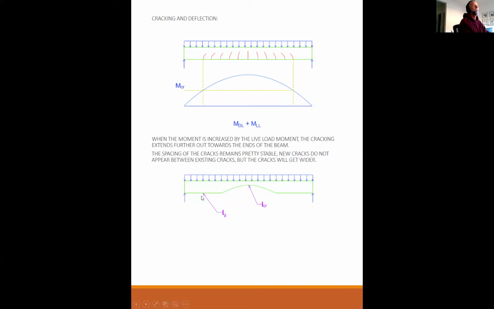When the moment is increased by a live load moment, the cracking extends further out towards the end of the beam. So now the moment diagram is bigger because I've added live load, and the M cracked is now further out, so the cracking extends out further. Spacing of the cracks remains pretty stable. New cracks do not appear between the existing cracks, but the existing cracks will get wider and wider as you add more load. The apparent stiffness of the whole beam diminishes as the load increases. So the part that is removed keeps spreading further and further out from the center.